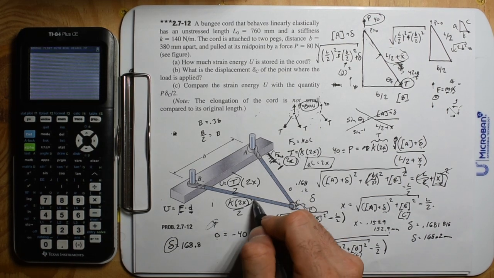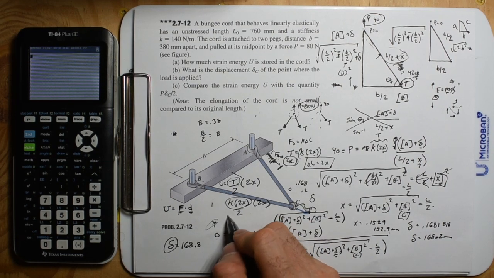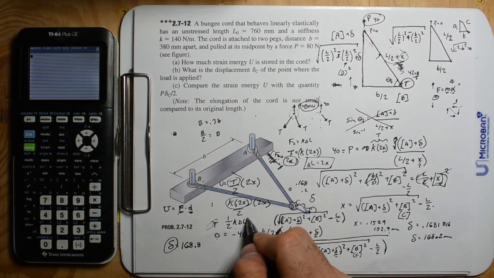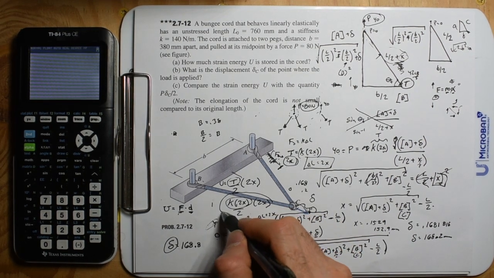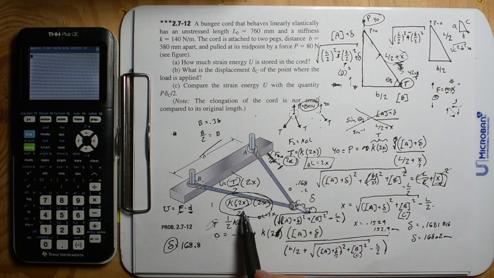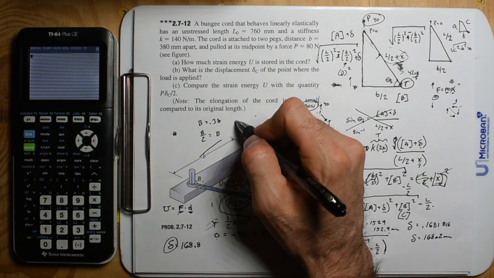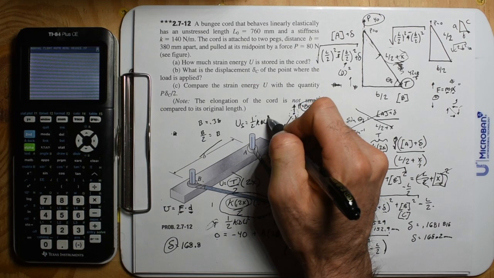There we go. Divide by 2 and then multiply by the change in length. So that's why this is 1/2 K change in length squared, and the change in length is 2x. So definitionally, because springs are linear, you can just say the energy of a spring is 1/2 K change in length squared.